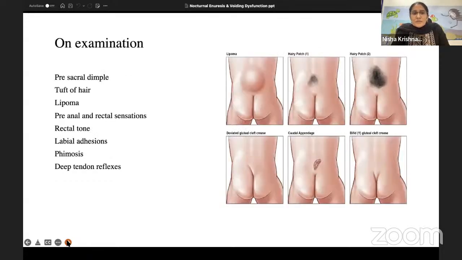So typically, once we've got a history and we know which way to go, on examination we must look for things like a presacral dimple, a tuft of hair, a lipoma. We have to evaluate the sensations over the perianal area, the rectal tone, whether or not there are labial adhesions, whether there is phimosis in boys, and also we must evaluate the lower limb power and the deep tendon reflexes.